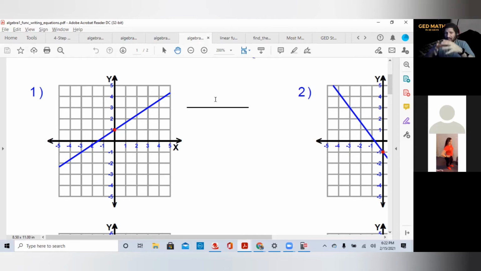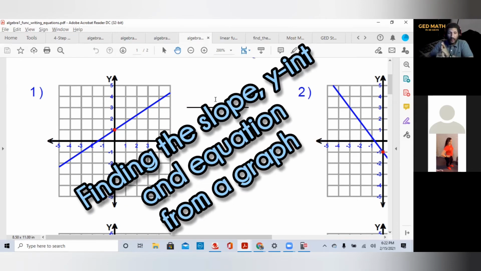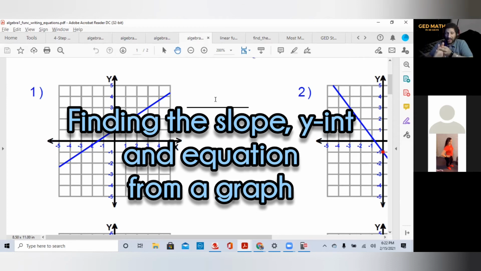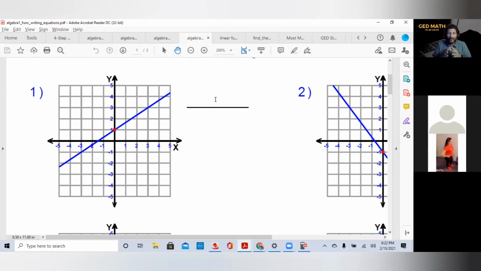So the next thing we're going to do is, given a graph, obtain the slope, obtain the y-intercept, and from those two things, obtain the equation of a line. It's very important that you understand the two things you need for an equation of a line are the slope and the y-intercept.